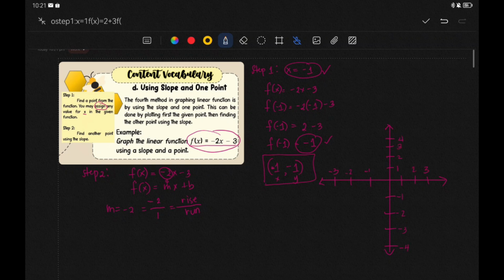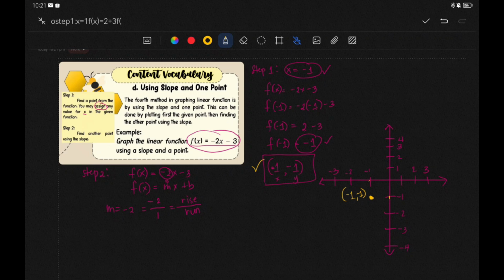Now, let us plot first this point. We have negative 1 and negative 1 that meets here. So, therefore, this is our point: negative 1 and negative 1.